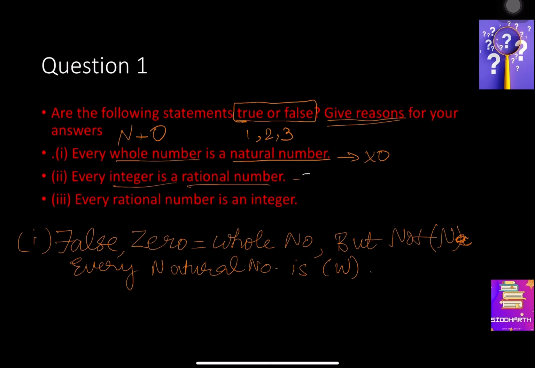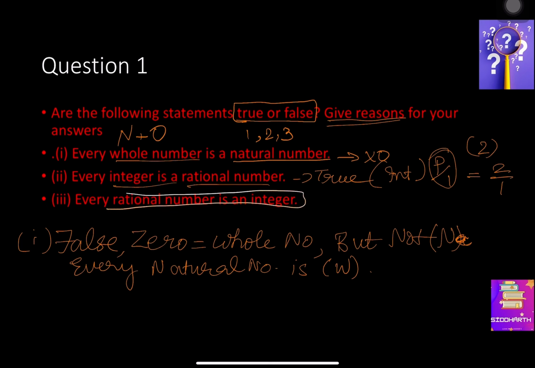So this is true. The second one is true. Why? Integers can be represented in the form P by 1. If you take the integer 2, you can represent it as 2 by 1. Yes, 2 by 1 is a rational number, P by Q form, right? Now the next one says that every rational number is an integer.